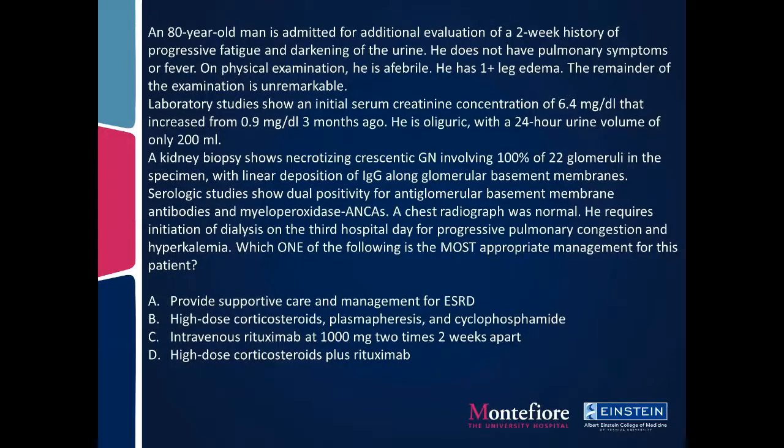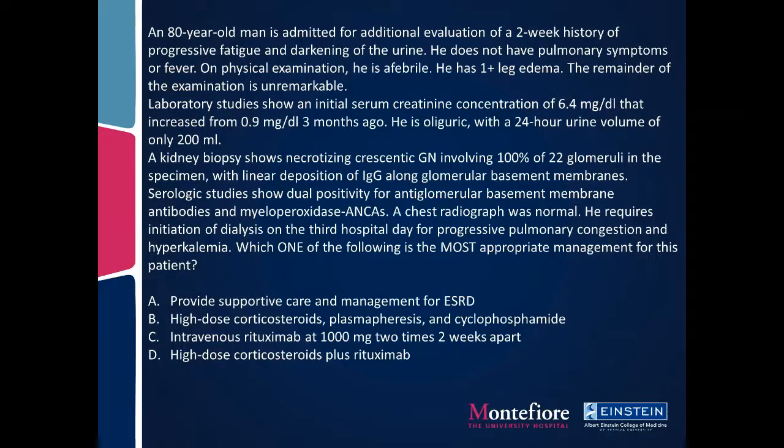The second case is of an 80-year-old man. He was admitted for evaluation of a 2-week history of progressive fatigue and darkening of the urine. He does not have any lung findings, no fever. On physical exam, he has some lower extremity edema, but otherwise everything else is normal. His lab studies show serum creatinine of 6.4, and 3 months ago it was 0.9, so he has an AKI as well. He's oliguric, 24-hour urine of only 200 ml.